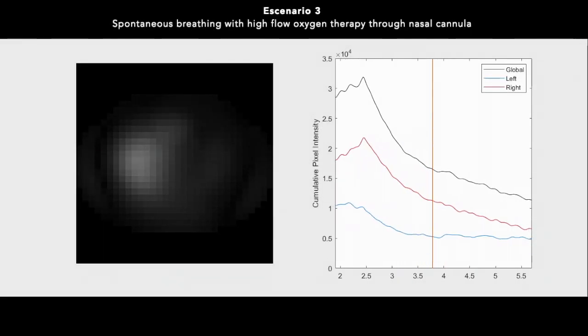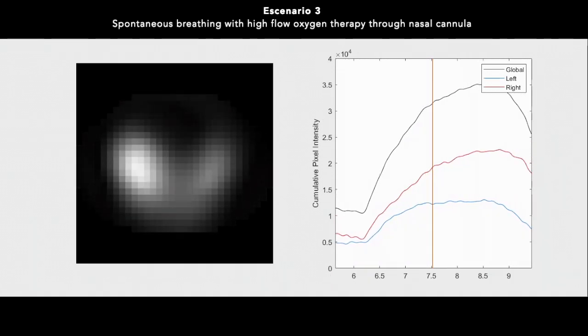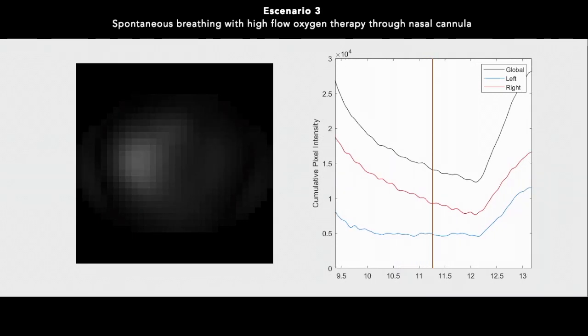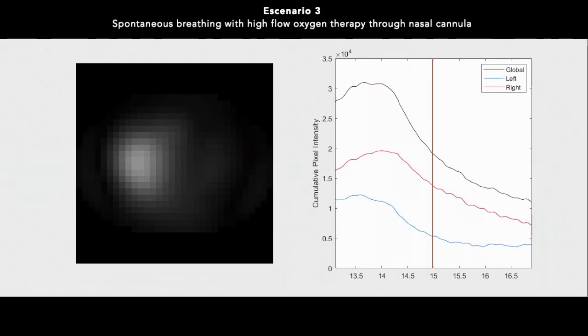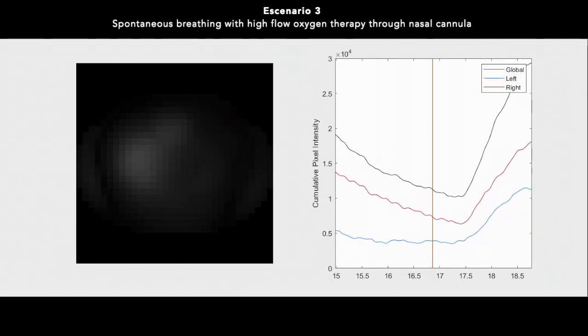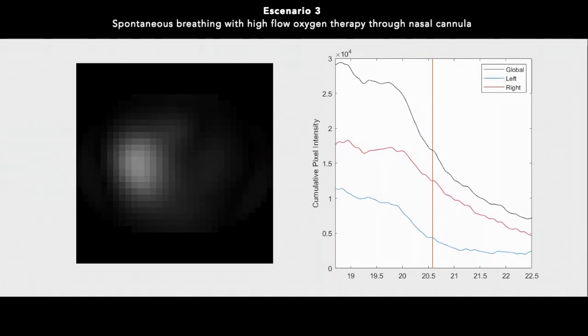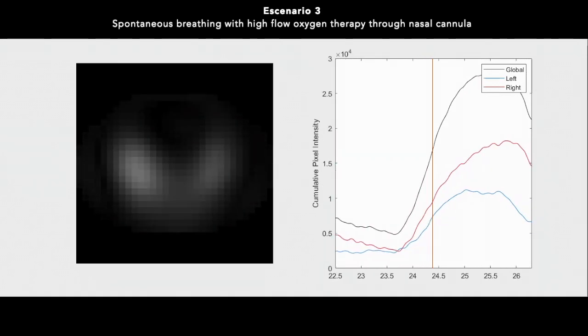In this last scenario, we can observe pulmonary ventilation when the tracheostomy cannula is occluded, and high-flow oxygen is applied through a nasal cannula. The first thing to notice is the decrease in respiratory frequency compared to the previous scenarios. The changes in impedance still remain higher in the native lung, with no significant changes in the transplanted lung.